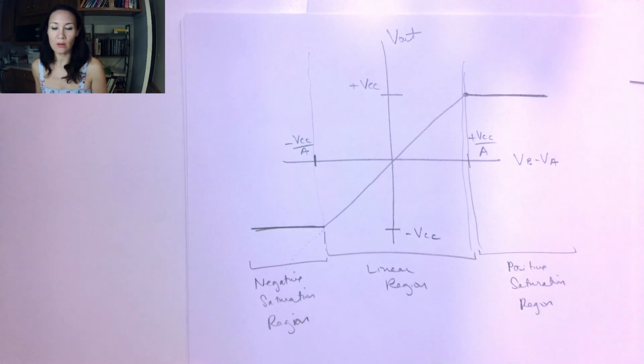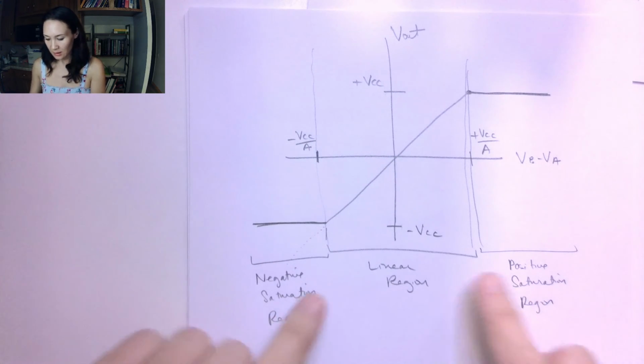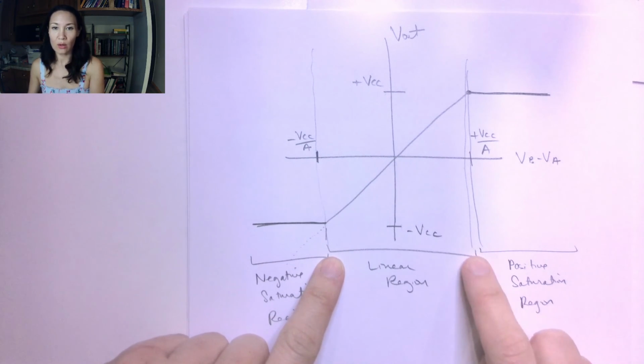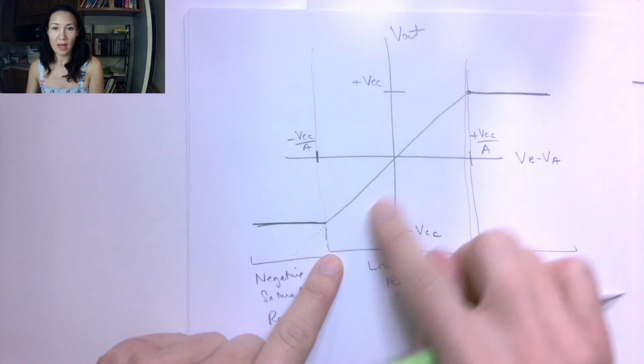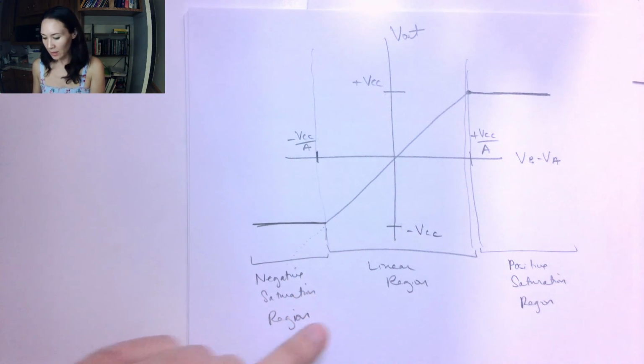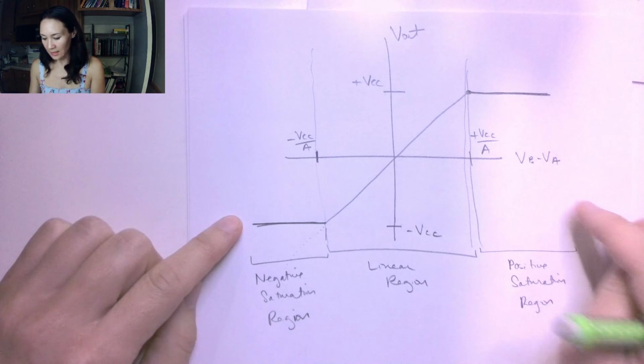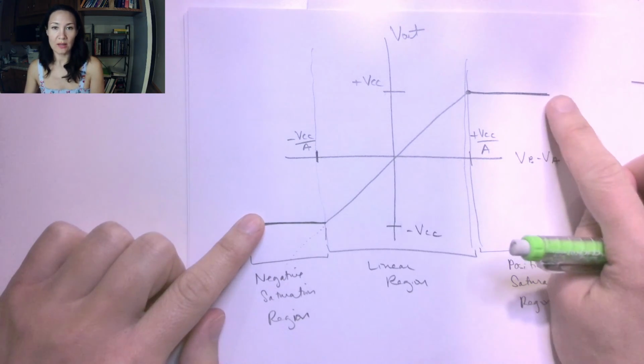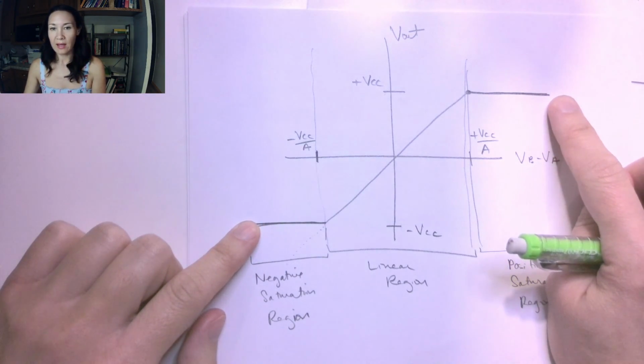So I just wanted to give you a definition of what this means. This is the linear region. This is kind of what our goal is. We want to make sure that the op-amp is actually amplifying in a linear way. And if that doesn't happen, then we're in the saturation region, and that's when it gets clipped by positive and negative VCC.